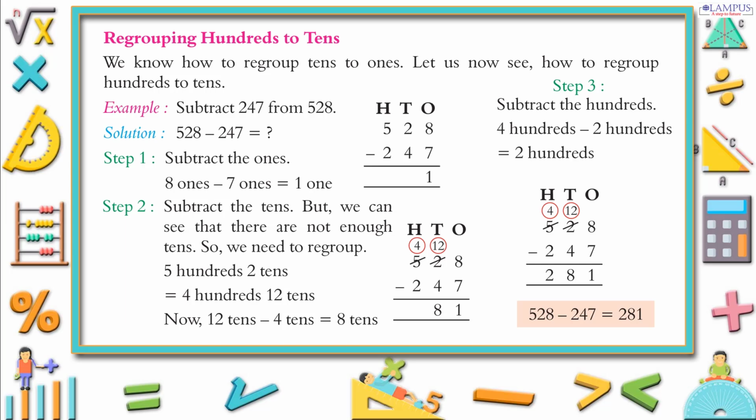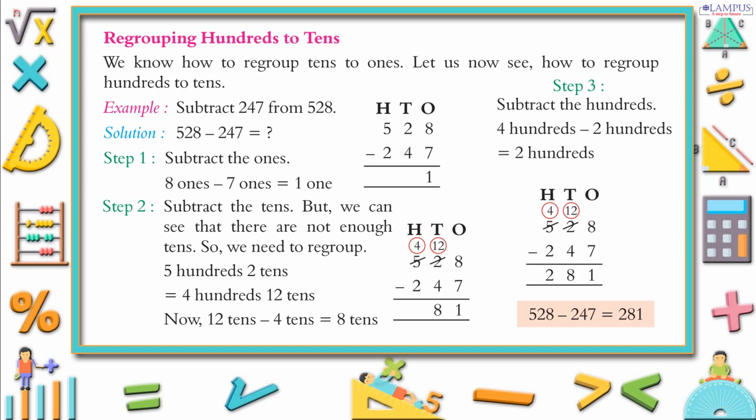Regrouping hundreds to tens. We know how to regroup tens to ones. Let us now see how to regroup hundreds to tens. Example. Subtract 247 from 528. Solution. 528 minus 247 equals. Step 1. Subtract the ones. 8 ones minus 7 ones equals 1 one.